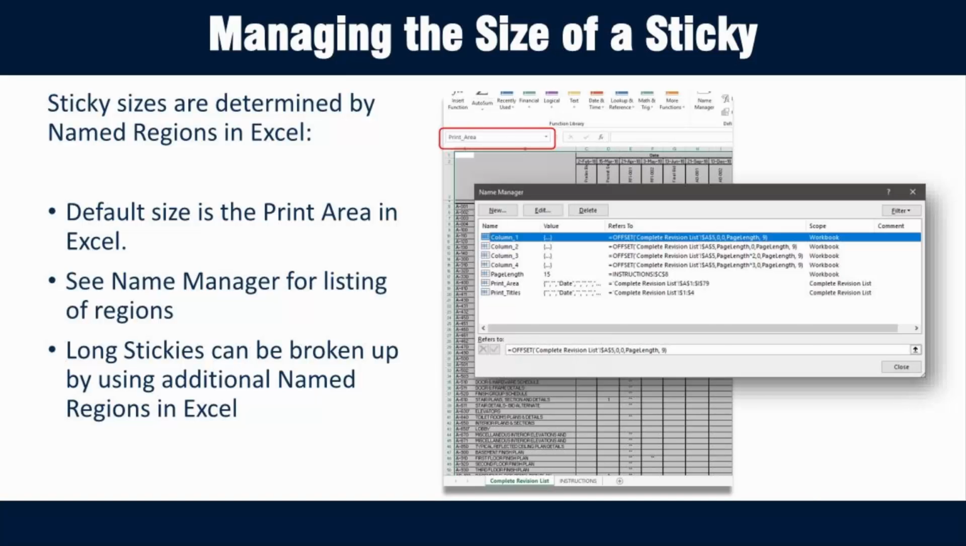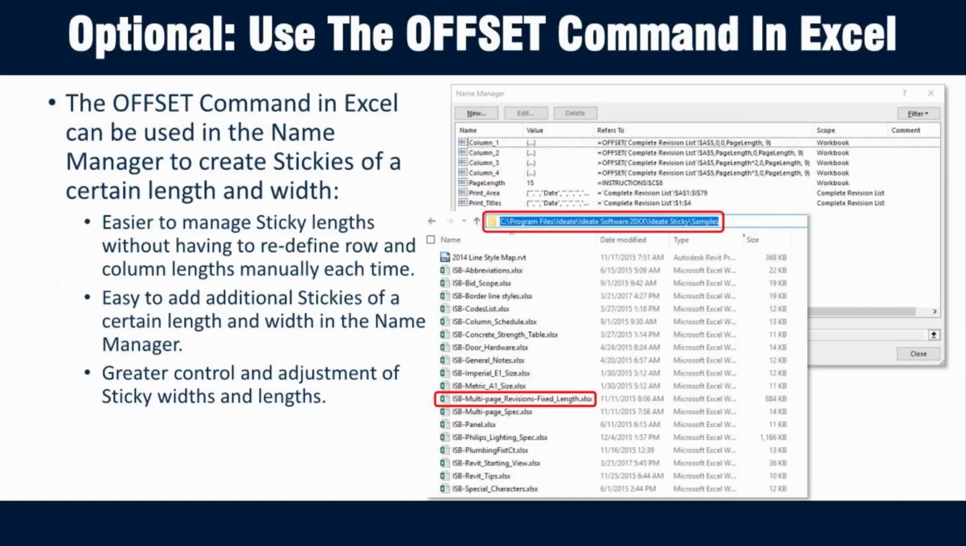While you can manually set up your own named regions in Excel, you can also use some simple Excel formulation to help you define the length of each broken up sticky. To accomplish this consistency, you can use the offset formula in Excel. The advantage of this method is that you can input how many rows you want for each of the broken up stickies. When the stickies are placed, they will have the same number of rows, making them look a little more consistent.